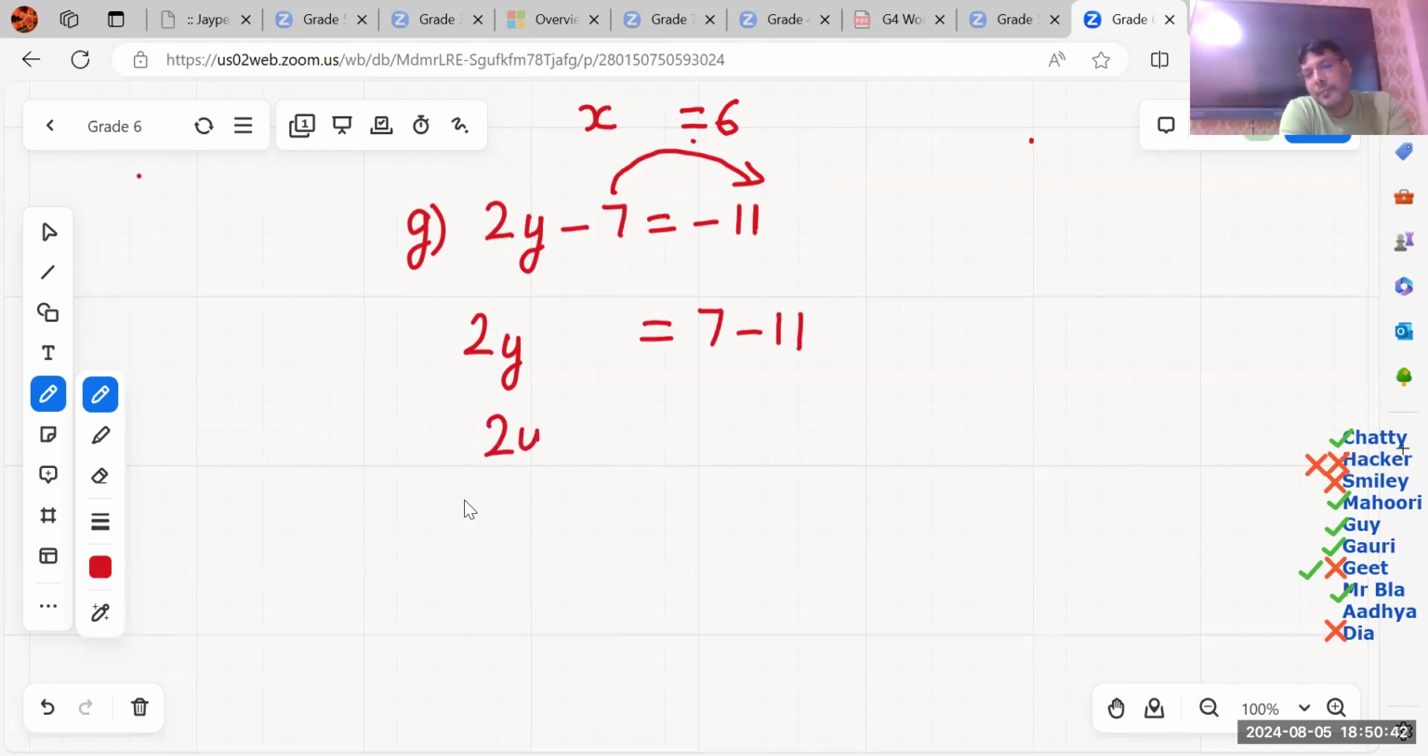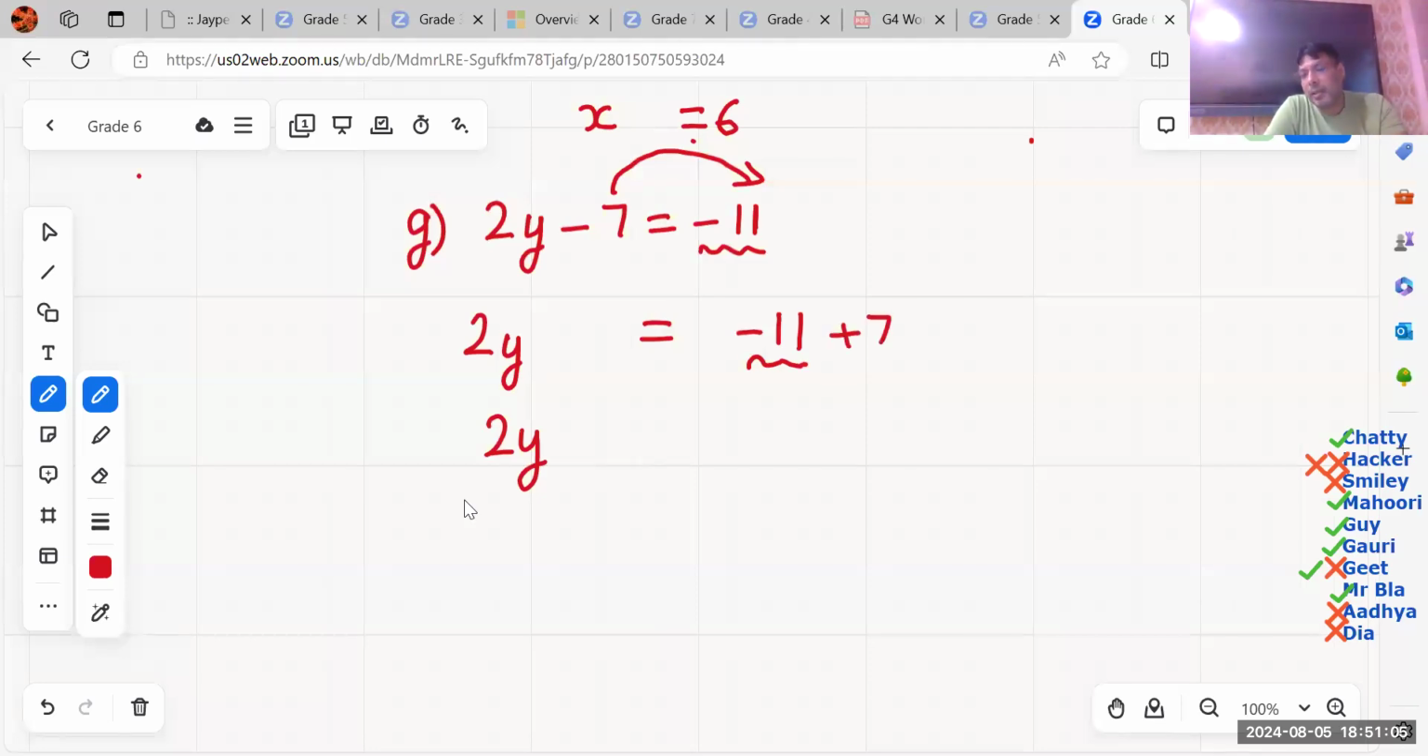Now hacker, what is 7 minus 11? You just said that it's going to be plus, so should it be 7 plus 11? No, beta. This is already minus 11. This is already on the right side, so it is not changing sides. But minus 7 is changing sides, so you write it as minus 11 plus 7 or 7 minus 11.